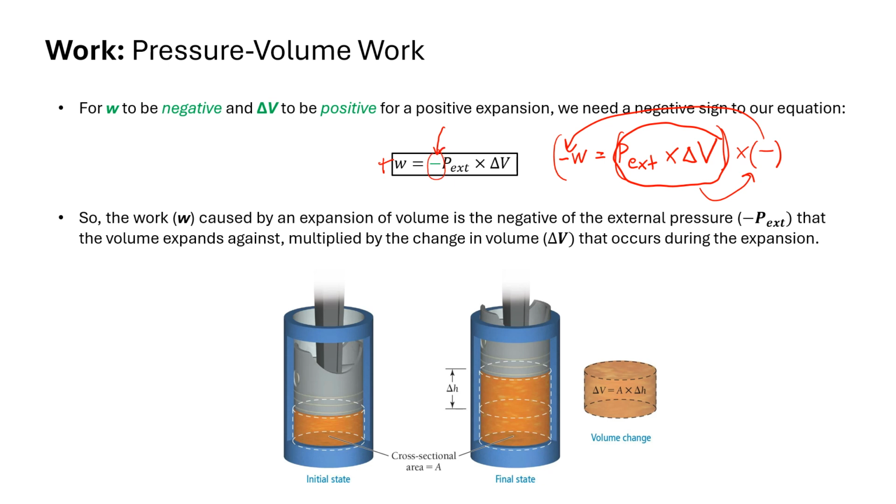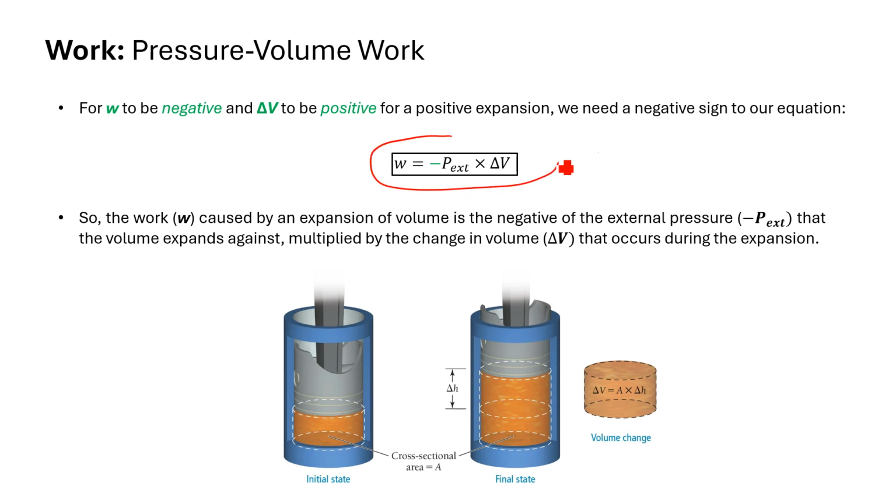Okay, nothing too crazy, guys. We're just adding a negative term to describe a positive expansion for work. I'm just going to erase all of that. You guys get the idea. But this is the equation that describes work for pressure and volume associations. Okay.